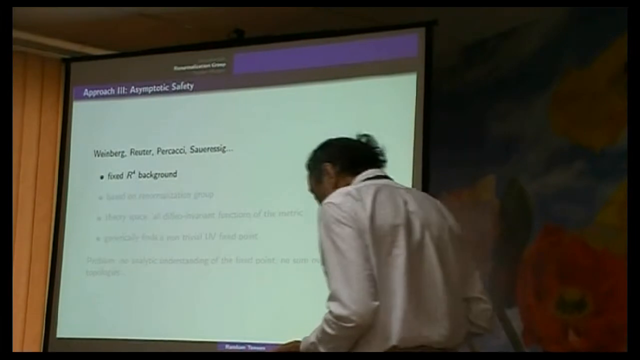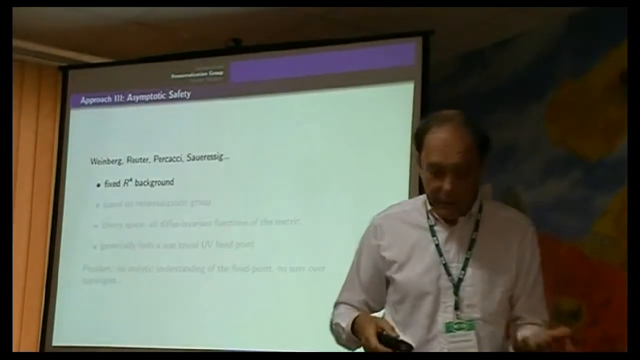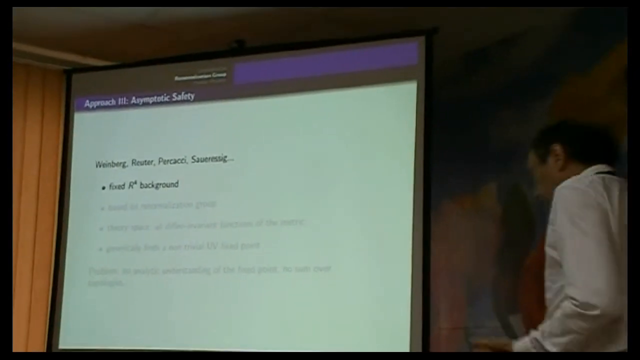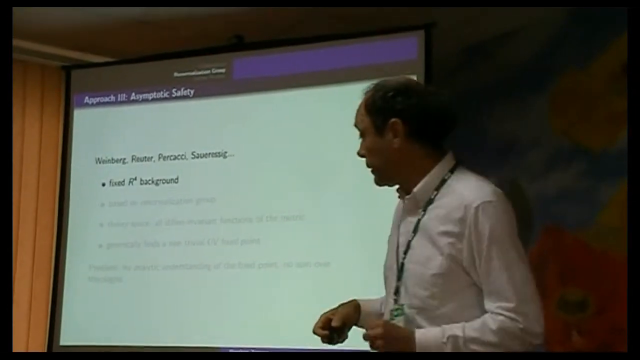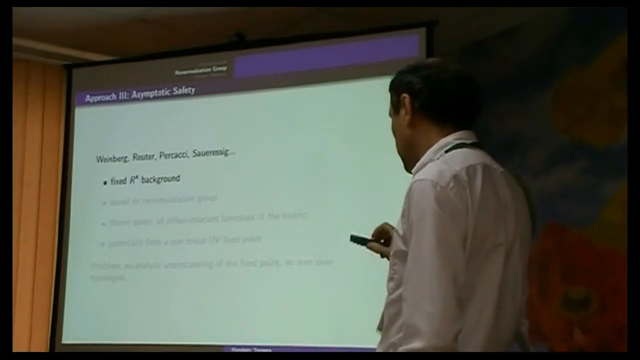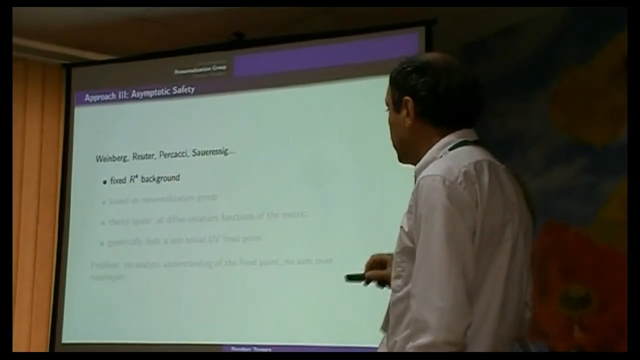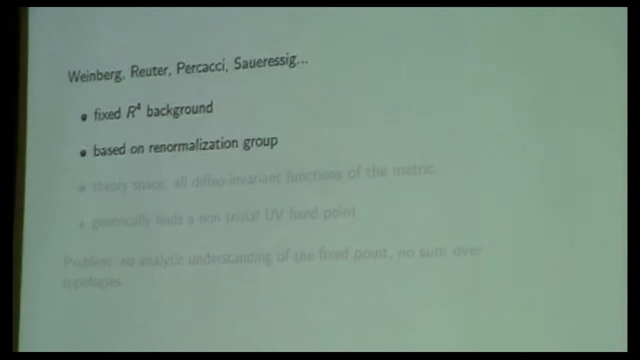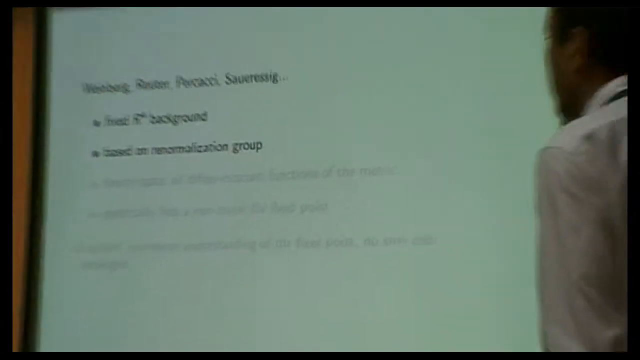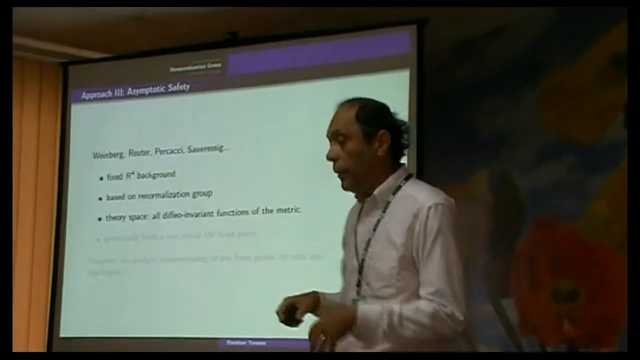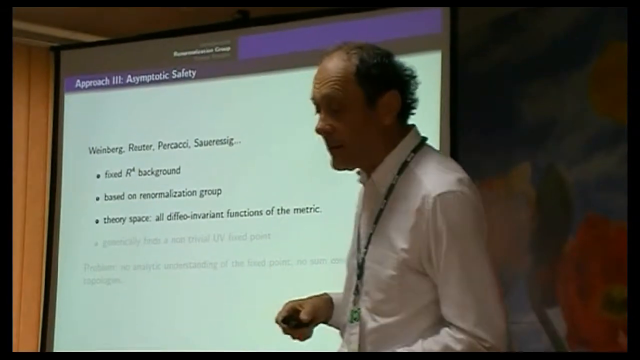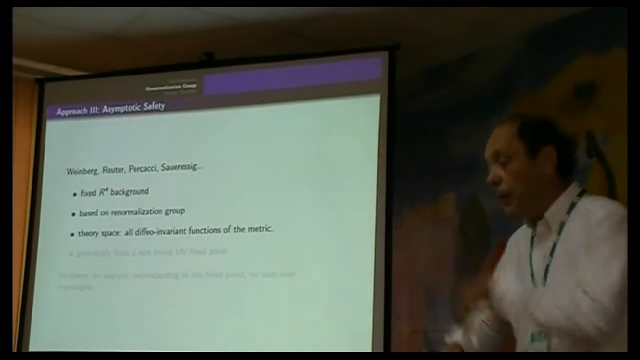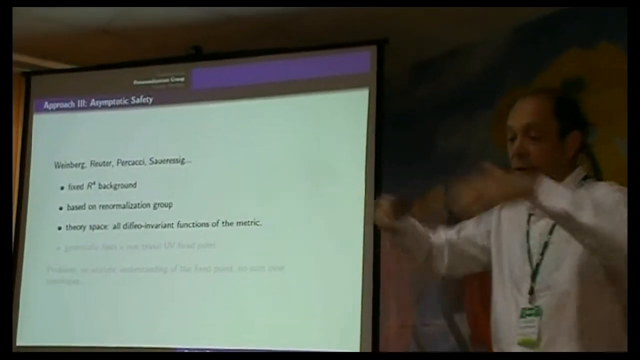renormalizable. But perhaps, if we were to add more terms, we could find what is called a non-trivial fixed point, that is a theory which is more complicated than the Einstein-Hilbert action, but would be ultraviolet safe, would be fixed in the ultraviolet. So in order to do that, this approach is based on renormalization group, but because we don't know the principles for searching for this fixed point, you have to explore with a computer a rather big so-called theory space. The theory space is, you don't take just the Einstein-Hilbert action, which is a function of the metric, which is simple and diffeomorphism invariant. You take all diffeomorphism invariant functions, so you have a kind of classification of them.